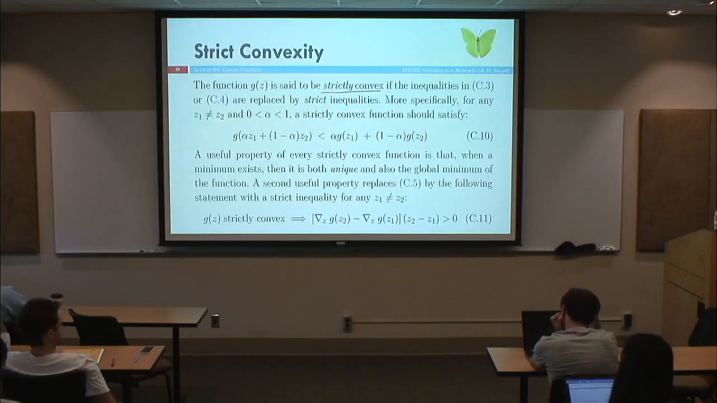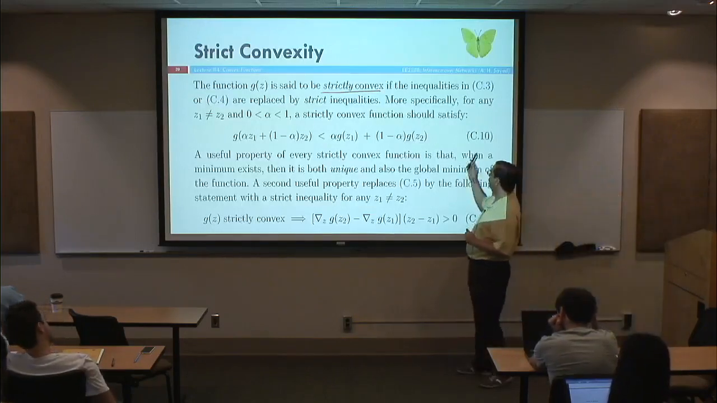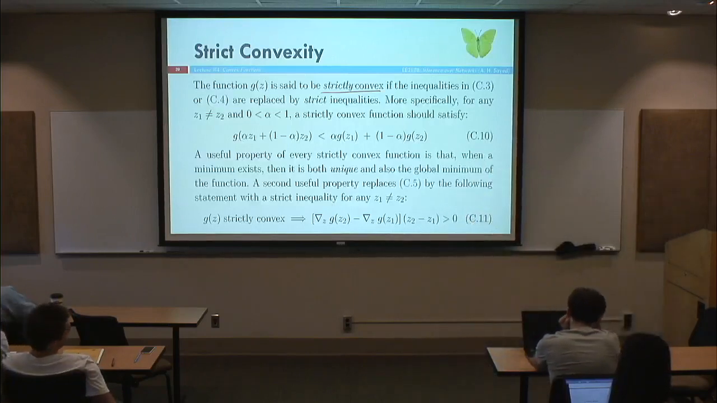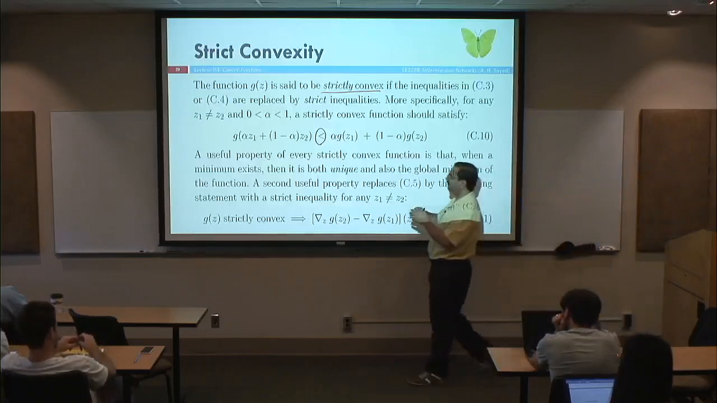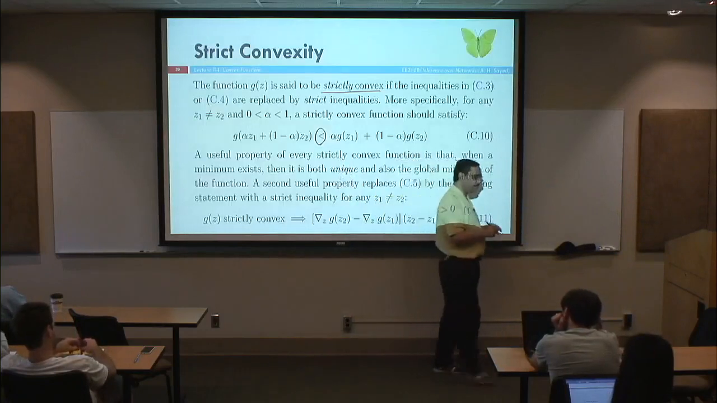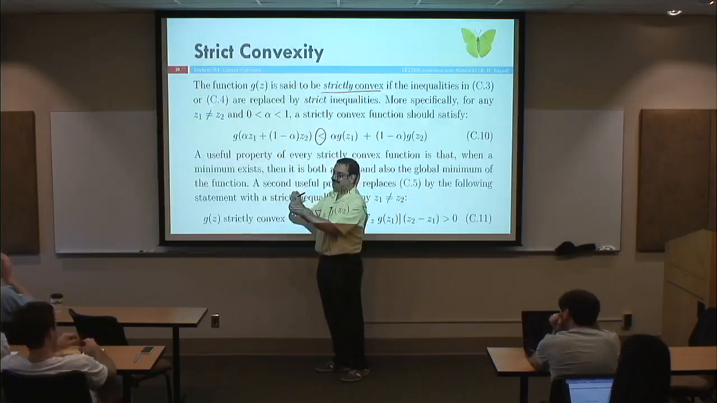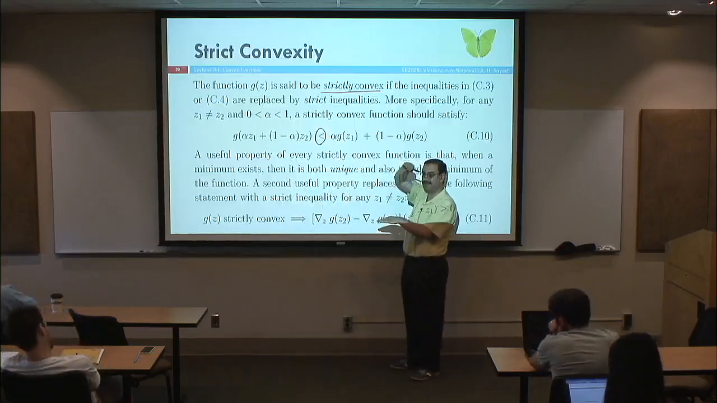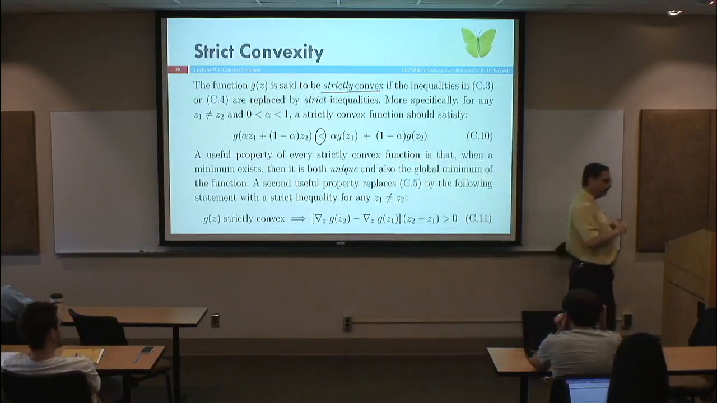A strictly convex function, the definition of it is very similar to convexity. This is equation 10 that you have here on the slide, except that the inequality sign is replaced by strict inequality. That's it. If you evaluate the function at any middle point, that value of the function will definitely be strictly lower than the segment connecting the values at the endpoints. It has to be strictly lower.